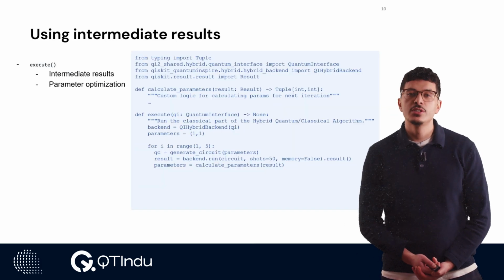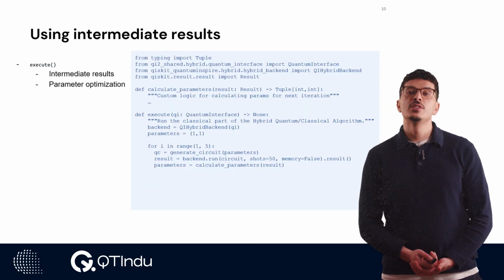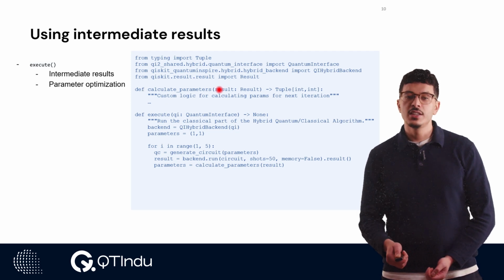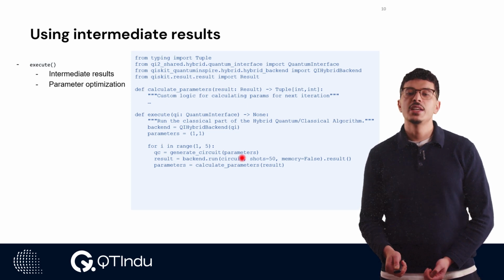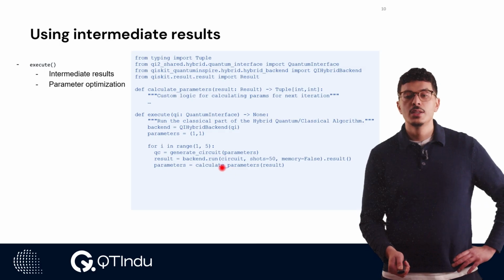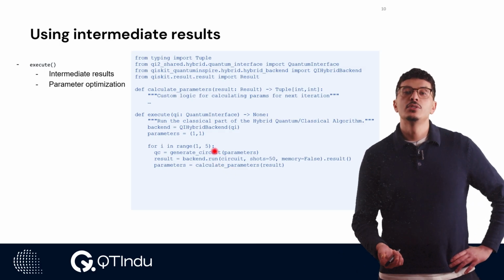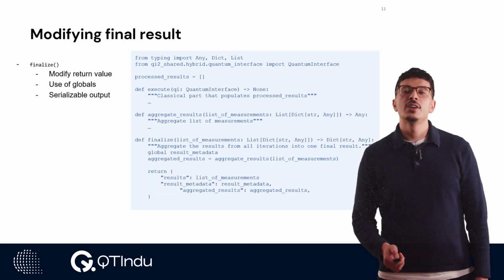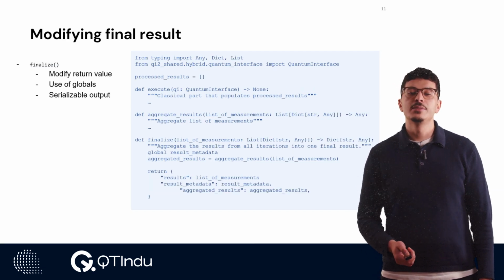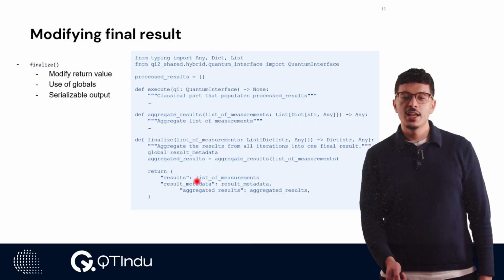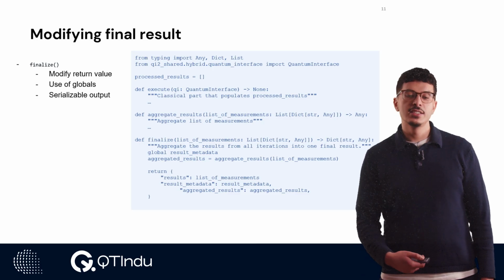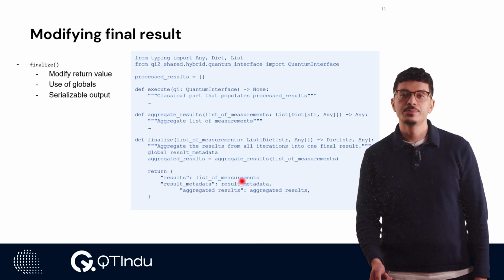In the execute function, you can make use of intermediate results as shown in the code below. As you can see, we have a method called calculate parameters that takes as input the outcome of an execution. This way you could optimize certain parameters based on results from a previous execution. It's also possible to modify the final result in the finalize method. As you can see below, we've added an extra field to the return, which makes us add some result metadata, which in this case contains an aggregated version of the results.